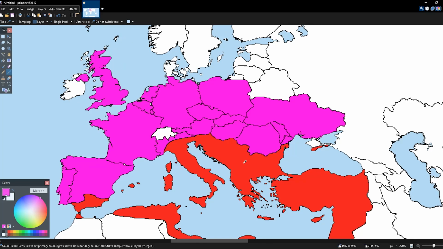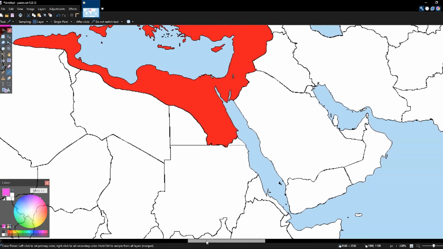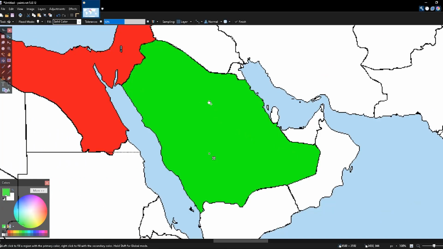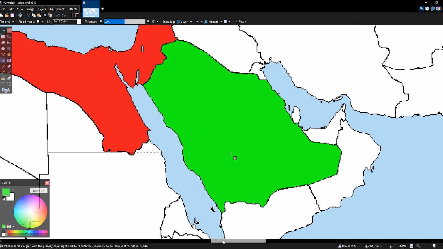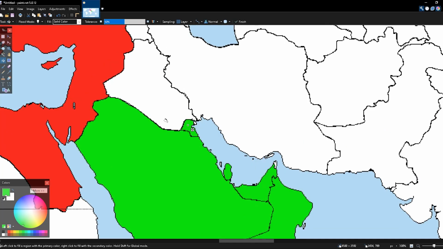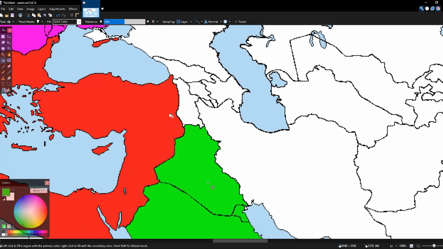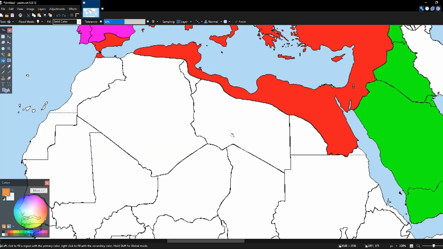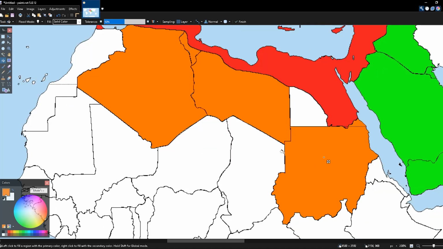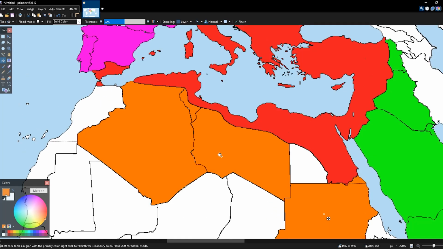But Europe is not the only continent that is forming an alliance. We also have Africa and the Middle East making an alliance. Saudi Arabia is making a protective alliance, and the countries that join are Oman, UAE, Yemen, Qatar, Kuwait, Iraq, and Turkey. The same thing is happening in Africa, where Algeria, Tunisia, Libya, and Sudan form the African Coalition.